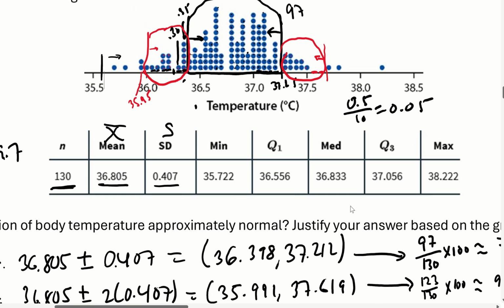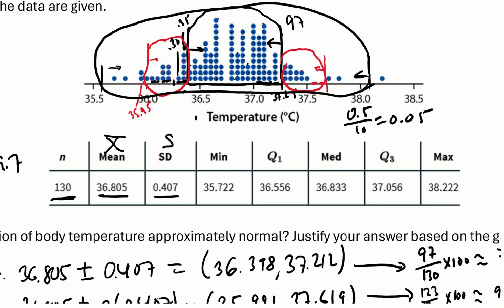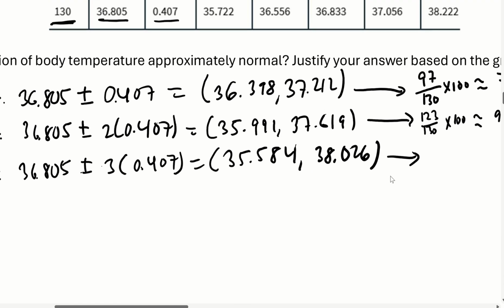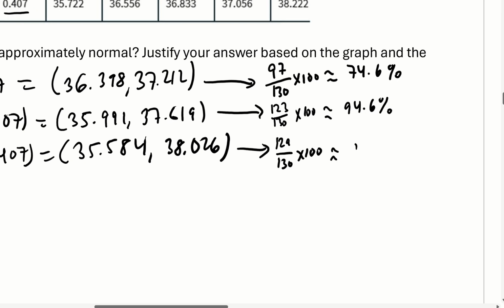And then 38.026, 38.02. This is 38.05 right here. So it's basically from here on. So we don't include this last dot. So basically all the dots, all of the data except for the last dot. So that's 129. Okay, so we got 129 out of 130. So that's 99.2%.